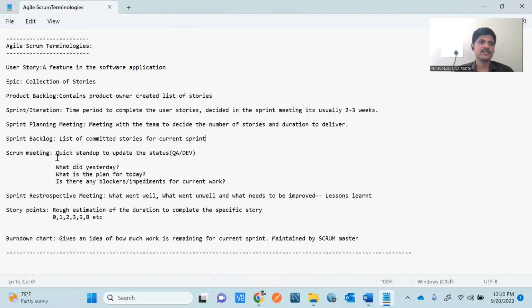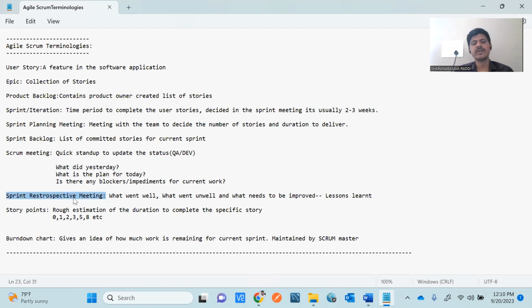Next, Scrum meeting. A Scrum meeting is a daily stand-up, or daily quick stand-up, or Scrum call. There the Dev and QA team update their status: what they did yesterday, what the plan is for today, and whether there are any blockers or impediments for the current work. Those things will be updated as part of the daily Scrum meeting.